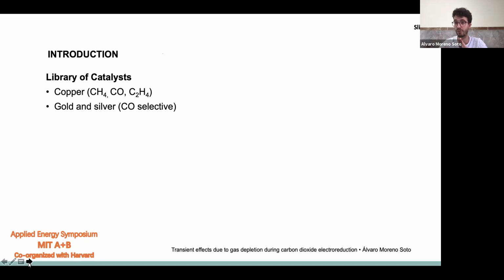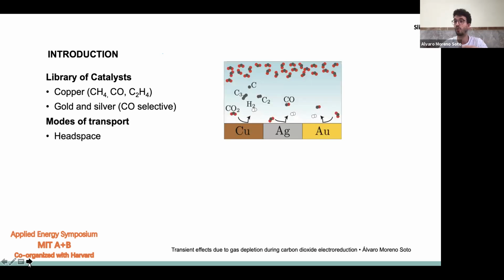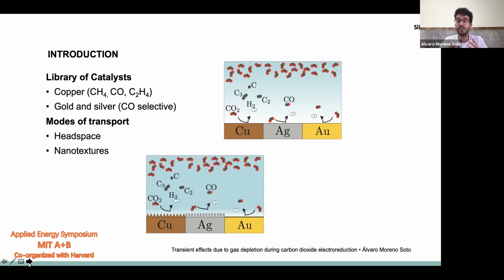So in terms of the ways in which we can transport that gaseous reactant towards the electrode surface, we have 3 different methodologies. First is the headspace. So headspace means that we have a bulk electrolyte in which we have the CO2 dissolved, a saturated solution, and we just let it transfer by diffusion. In case that we have nanostructures on our materials, those nanostructures are going to be able to capture the CO2 in areas close to the electrode surface. And that's going to increase the efficiency of the chemical reaction because of that excess of CO2 in areas close to the electrode.